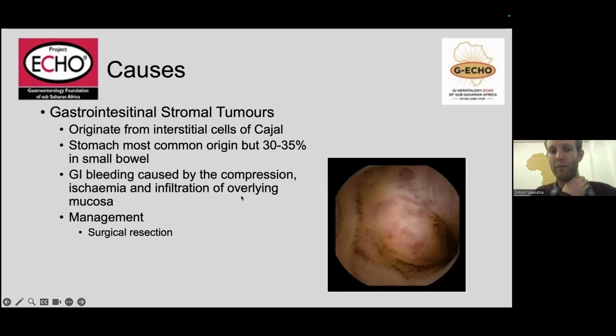And then obviously GISTs as well. So these originate from the interstitial cells of Cajal. The stomach is still the most common site, but they can occur in up to 35% in the small bowel. Bleeding is usually caused by compression, ischemia, and infiltration of the overlying mucosa. And one manages them generally with surgical resection.